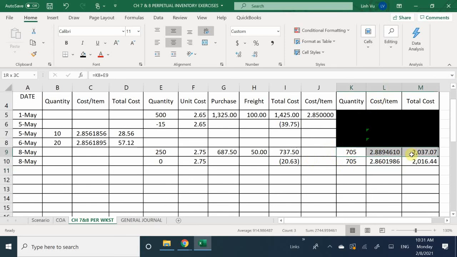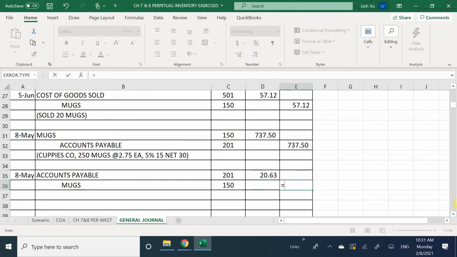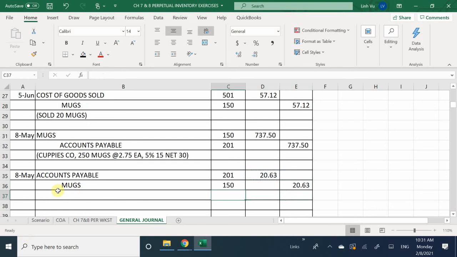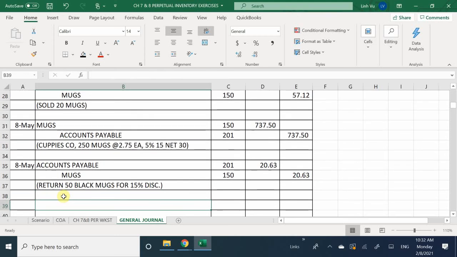Good. And again, I'm going to come over here and eliminate this batch right there. So here I know that my 15% discount is going to be $20.63. So I'm going to go over here and it's for $20.63. Okay. And of course, I'm also going to make a note here that I returned 50 black mugs for 15% discount. Disc for short. Okay. All right. And we already updated our inventory here.